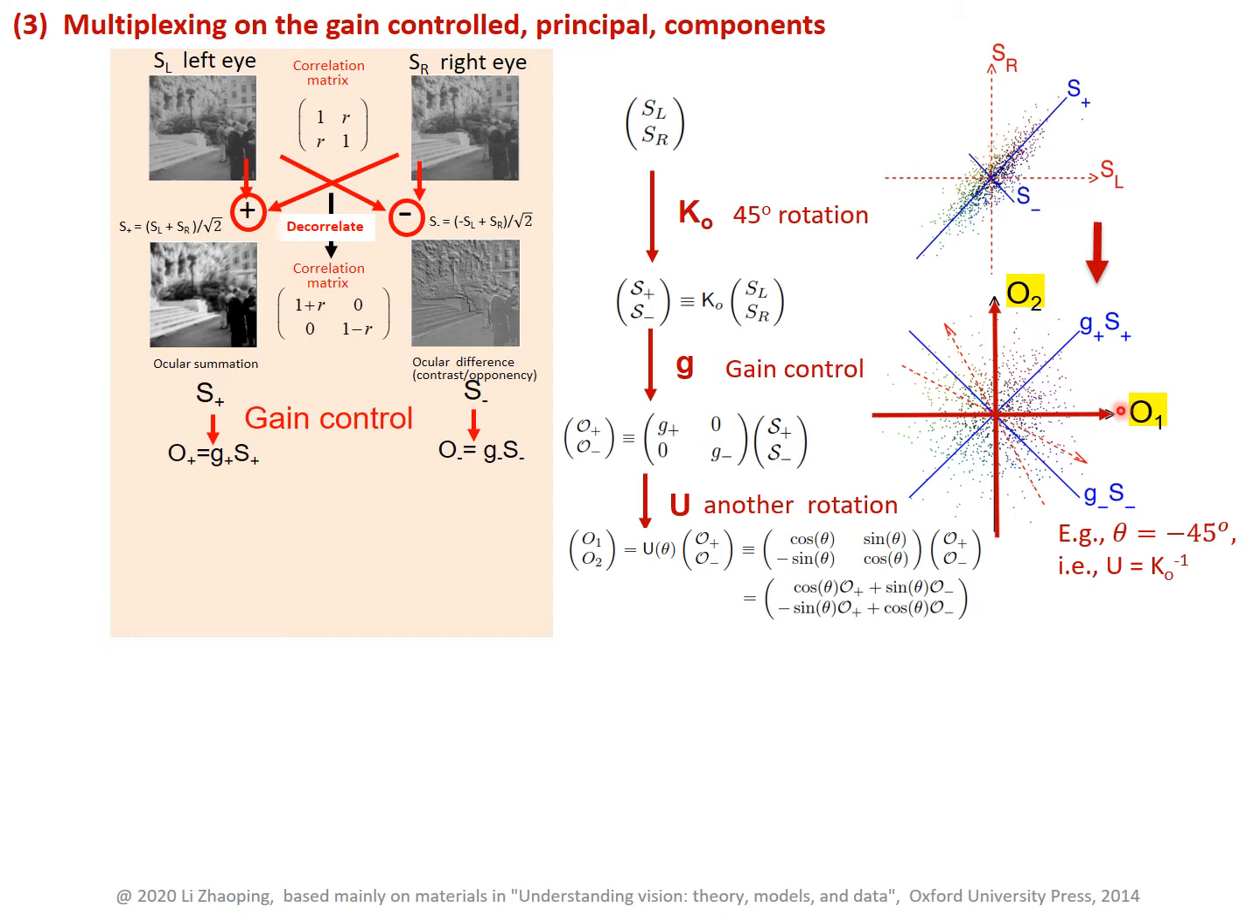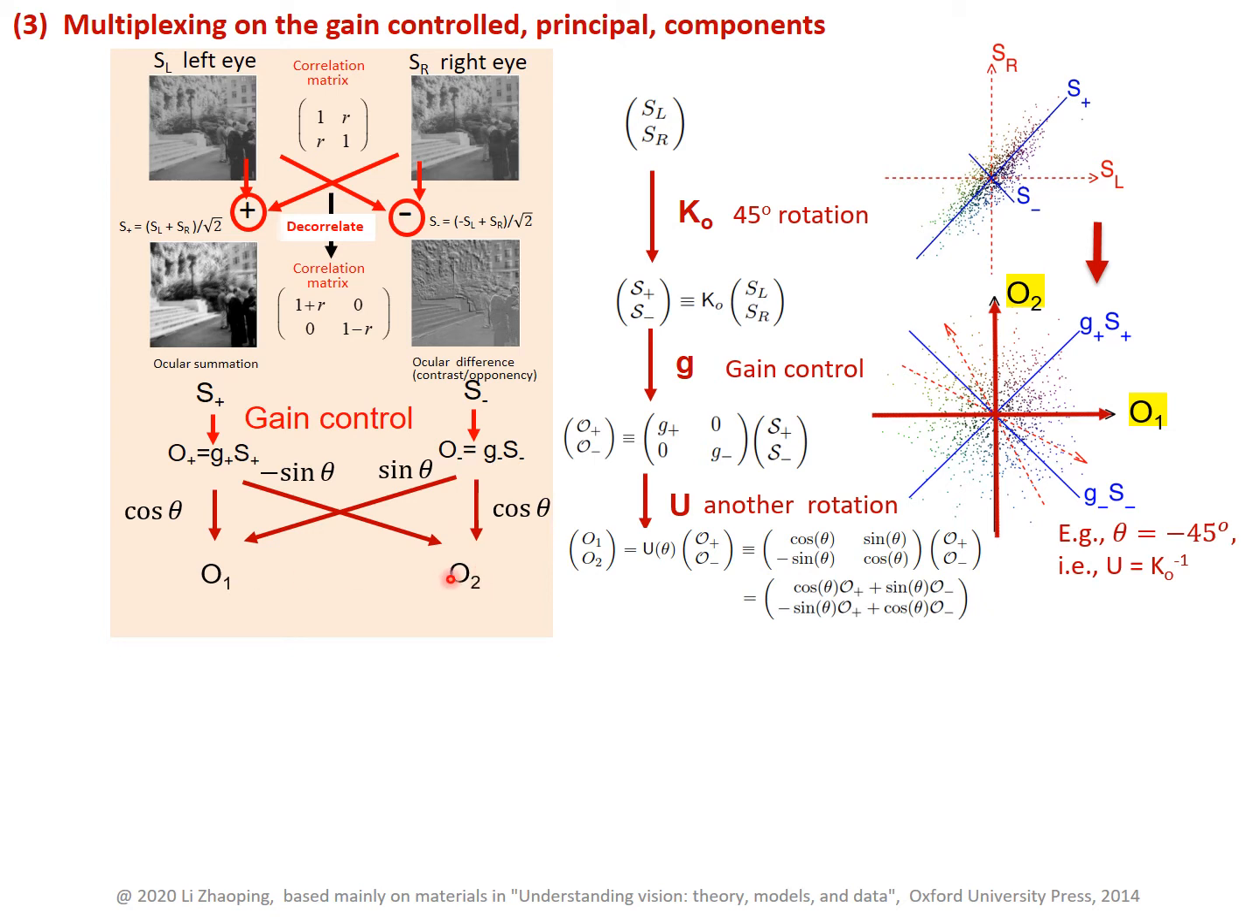And this is actually a special example when the rotation is the opposite of the original rotation K0, such that you go back to the original axis direction for the left and right eye input. In principle, you could apply other rotation, angle theta, for the U matrix. And so therefore, in general, you actually just have O1 as a particular mixture of O plus and O minus, and O2 as another particular mixture of O plus and O minus.